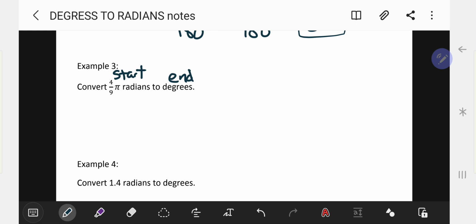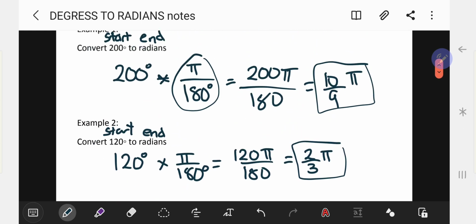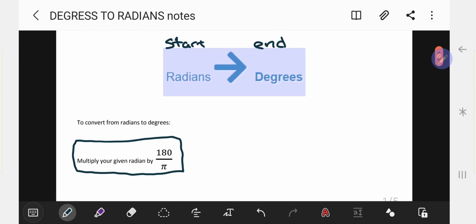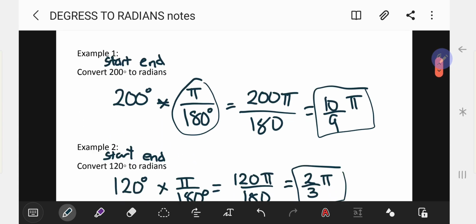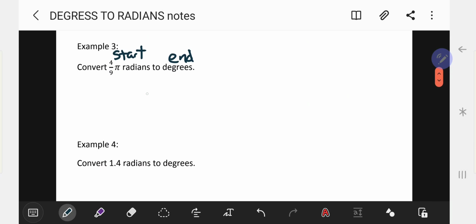So I'm starting with radians and ending with degrees. So that means I'm using this equation right here. Starting with radians, ending with degrees, I'm going to multiply by 180 over pi. So let's go ahead and start that process.